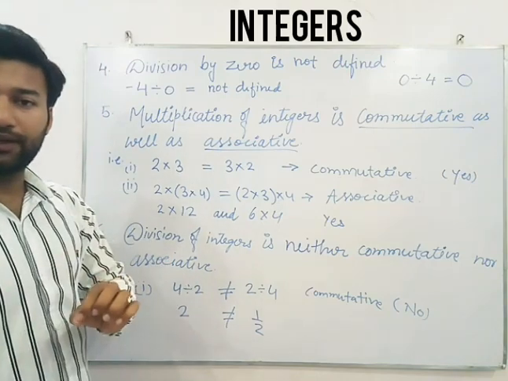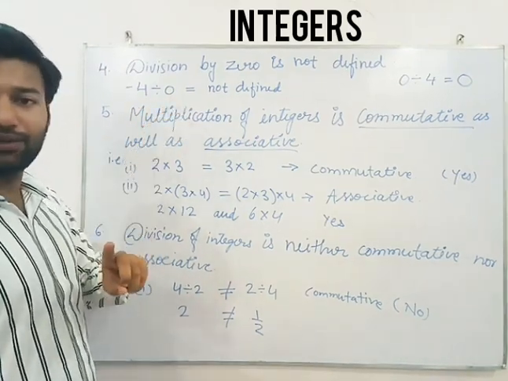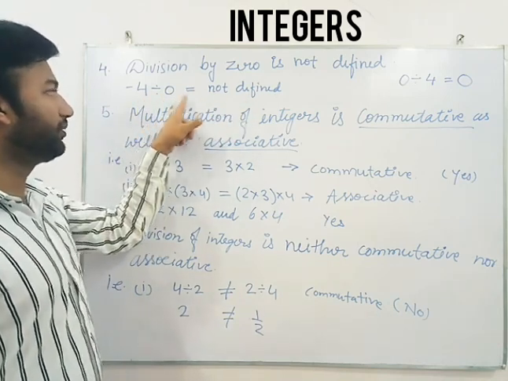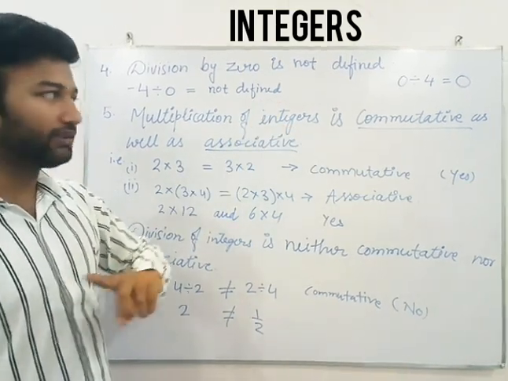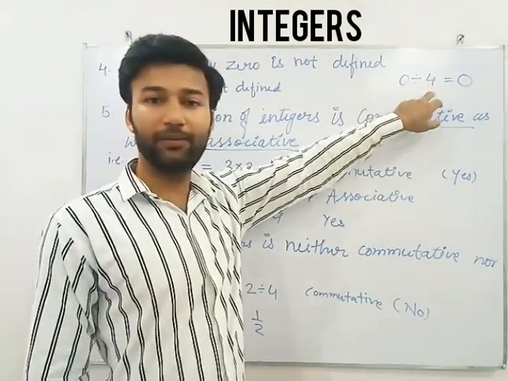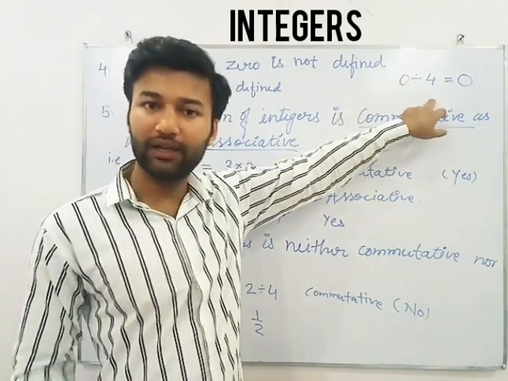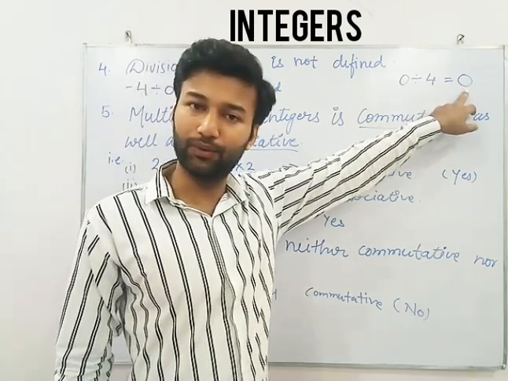Okay. Fourth one: division by 0 is not defined. This means when we divide any integer, any number, by 0, the answer is not defined. For example, -4 divided by 0, the answer is not defined. But one more thing: if 0 is divided by any integer, then the answer is always 0.